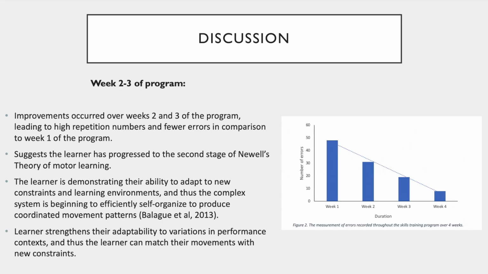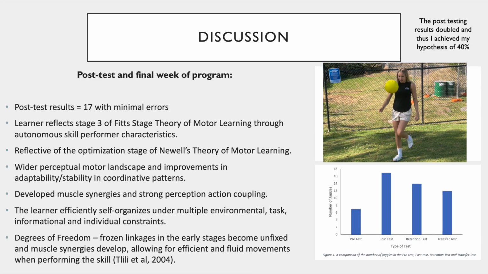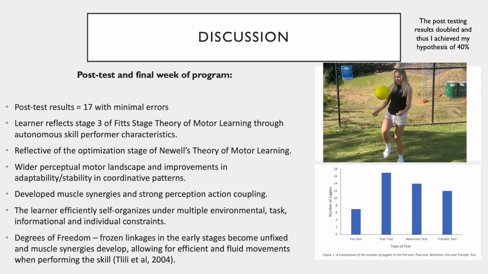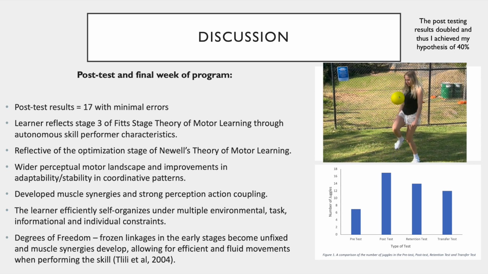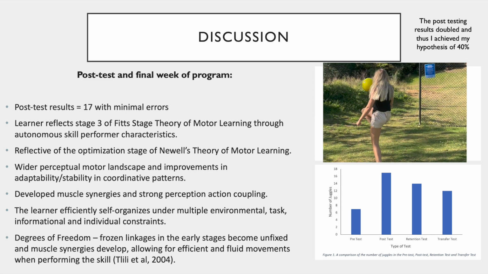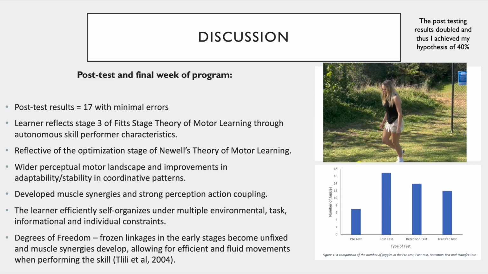Between weeks 2 and 3 of the program, improvements in skill acquisition occurred, evident through observation of fewer errors and less rigid movements. This is clear as the learner reflected the second stage of motor learning due to the enhancement of movement patterns whilst adapting to new constraints and learning environments. Through comparison of the performance measures, the program was highly effective in enhancing the learner's skill acquisition. The learner demonstrated the optimization stage of learning as I was able to adapt to various environments and new constraints whilst continuing to produce highly efficient movements.